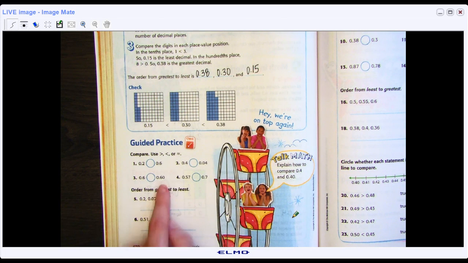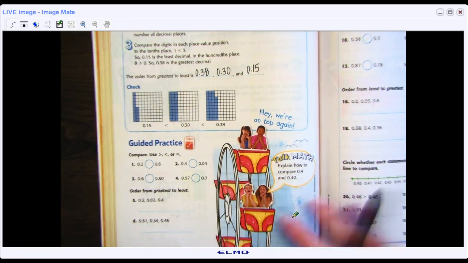So your work today is going to look very similar to this right here. So in order to do these, I'm going to zoom in a little bit.